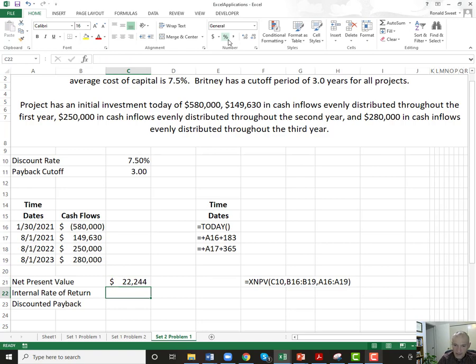We'll do the same thing with the internal rate of return, equals XIRR. You need the values, you need the dates, and you really don't need the guess at all. So you just put that in there. This is a percent, so I'm going to change that to a percent.